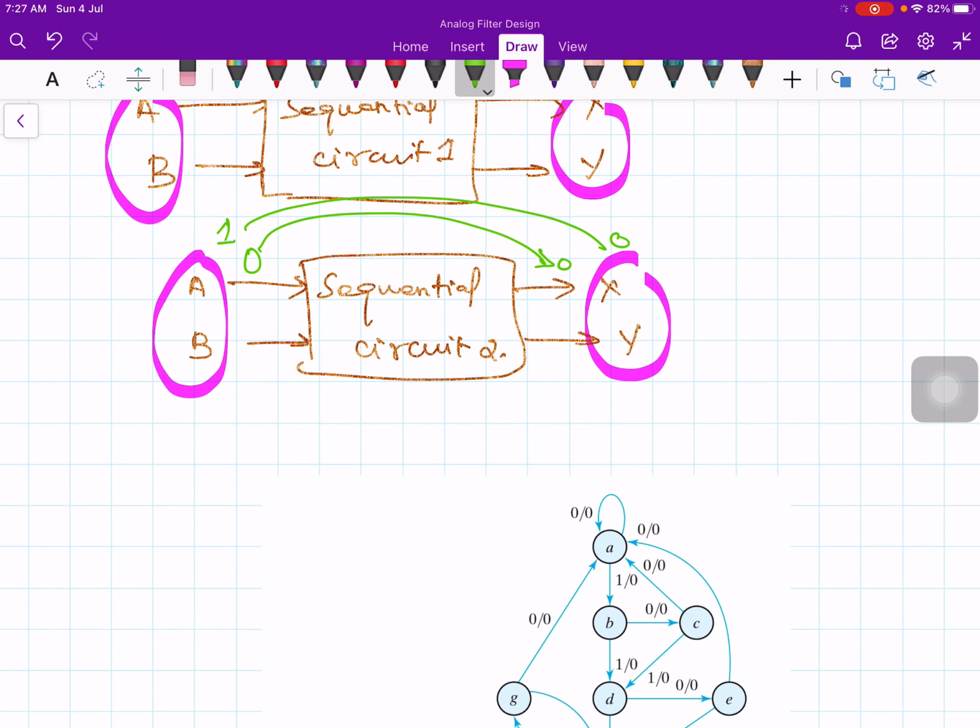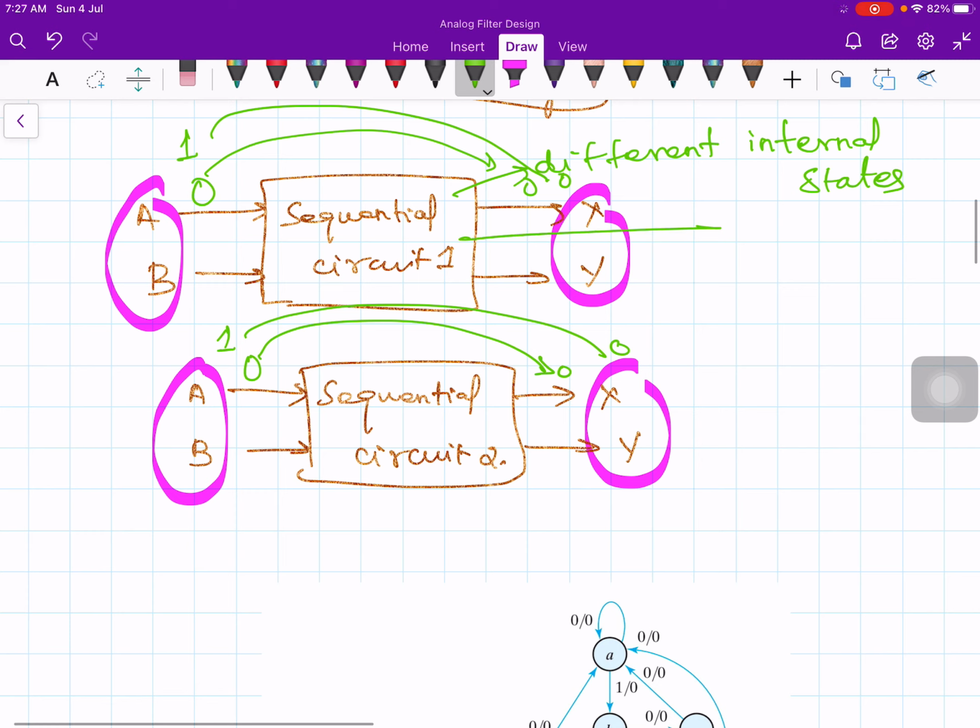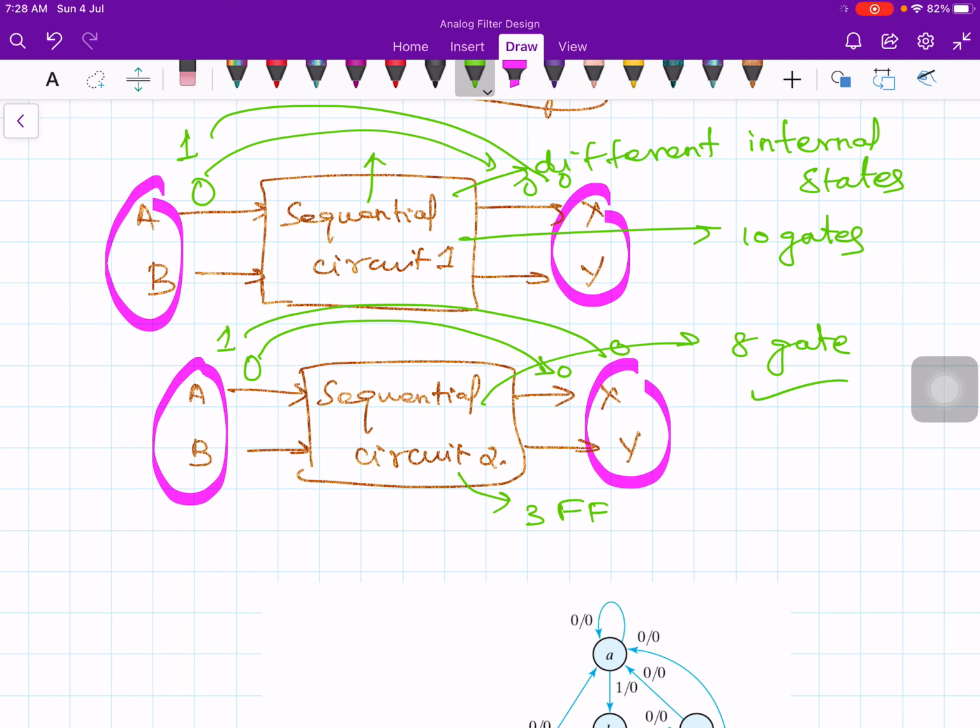In this lecture, let us discuss certain properties of the sequential circuit that may simplify design by reducing the number of gates. For example, this circuit uses 10 gates, and this one uses, let's say, 8 gates. Which one do you prefer? Obviously 8 gates. And this one uses, let's say, 3 flip-flops, and this uses 5 flip-flops. But both of them give the same input output behavior. So obviously you will choose the second sequential circuit because it uses fewer gates and fewer flip-flops, which implies that the cost will be reduced.